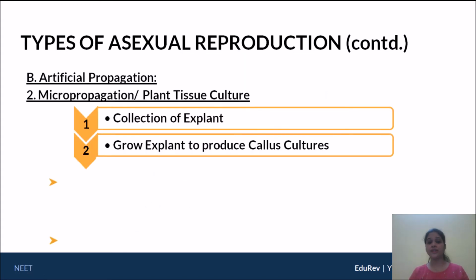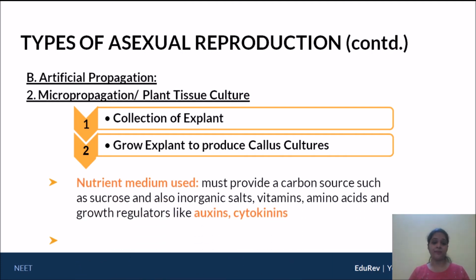Now let's go on to the second step: growth of this explant to produce a callus culture. In order to understand the meaning of the term callus culture, let us first understand the nutrient medium that we're growing these explants in.